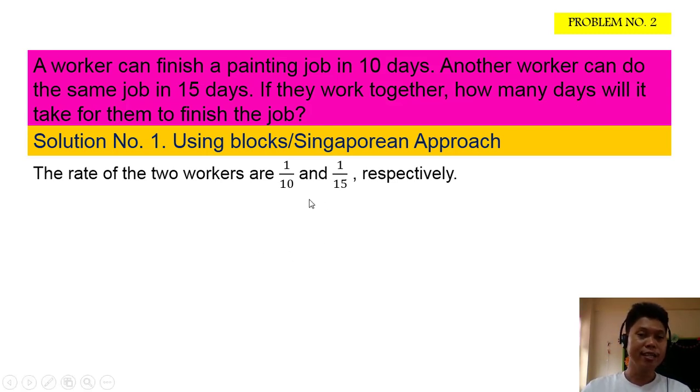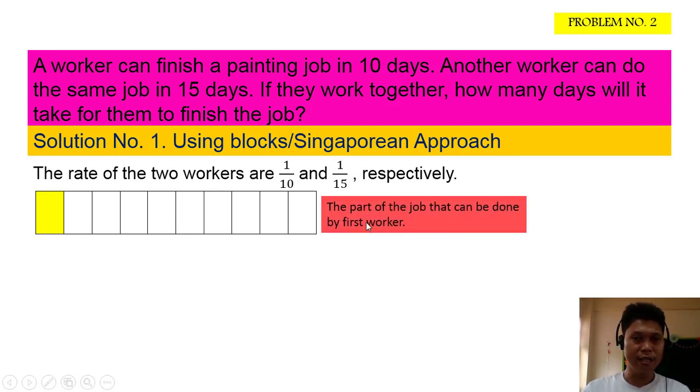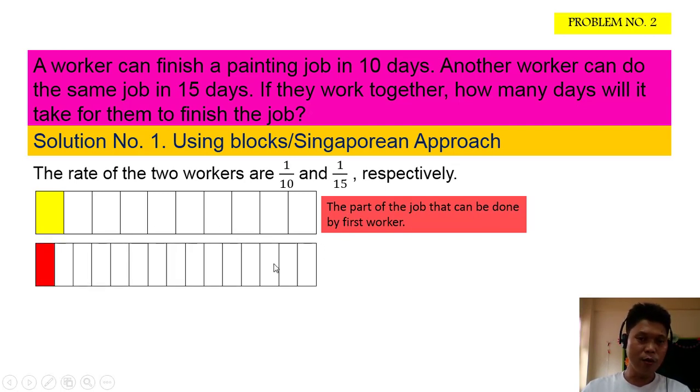Okay. Next, so kung 1 out of 10, ibig sabihin, guguhit tayo ng 10 ganito, parts, tapos shaded ito. So, 1, 2, 3, 4, 5, 6, 7, 8, 9, 10. Isang araw, ito yung trabaho na natatapos ng worker 1. Okay? Ang worker 2 naman is 15. So, guguhit tayo ng the part of the job that can be done with the second worker. So, 15. 1, 2, 3, 4, 5, 6, 7, 8, 9, 10, 11, 12, 13, 14, 15.